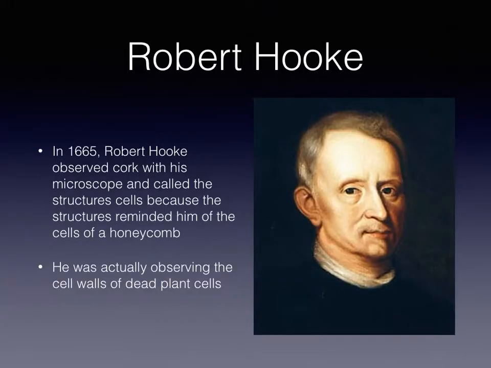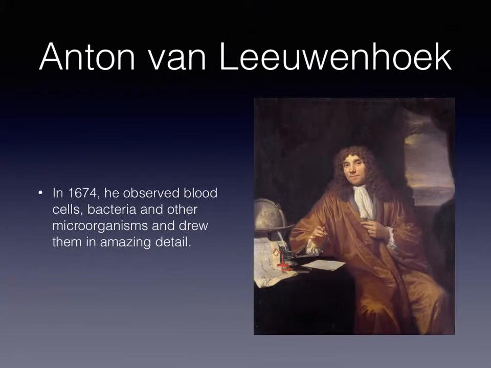Robert Hooke. In 1665, Robert Hooke observed a cork with his microscope and called the structures cells because they reminded him of a honeycomb. He was actually observing the cell walls of dead plant cells. Followed by him, we have Anton van Leeuwenhoek, and in 1674, he observed blood cells, bacteria, and other organisms, and drew them in amazing detail.